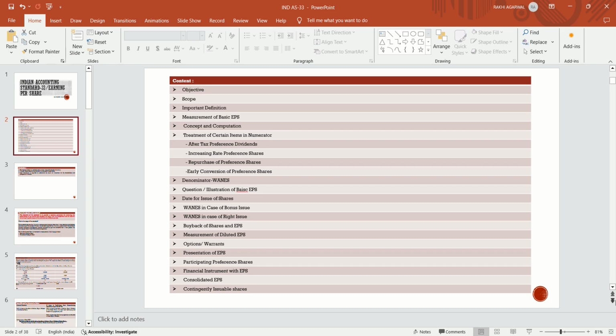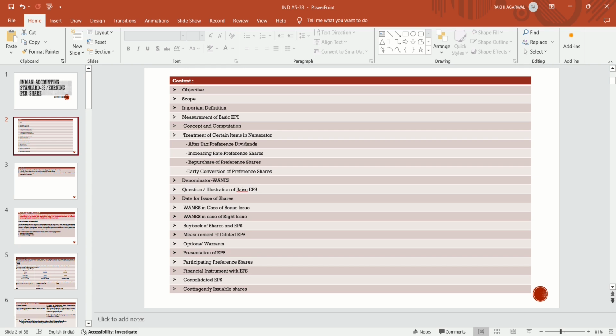Then we will discuss the weighted average number of equity shares, that is the denominator. Then we will discuss questions and illustrations of basic EPS. Then the date of issue of shares, what was the date of the issue of shares. Then we will discuss the case of bonus issue and rights issue. Then we will discuss the buyback of shares and EPS.